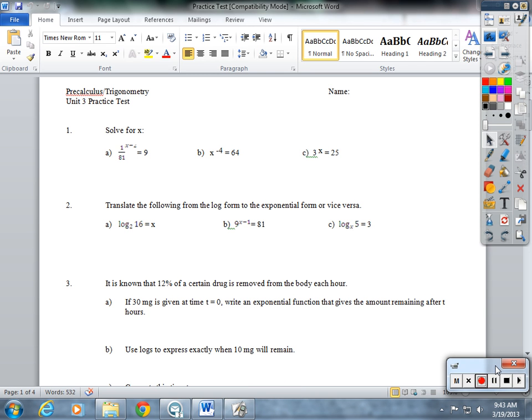Okay, here is a Unit 3, we'll call it a practice test. Basically some problems that I went through and picked out that may or may not be similar to some problems that you see on the test. So you can use this for whatever it's worth.